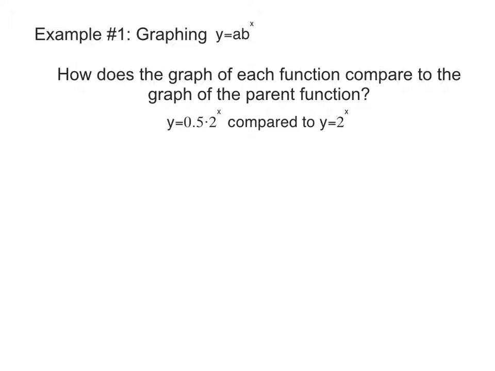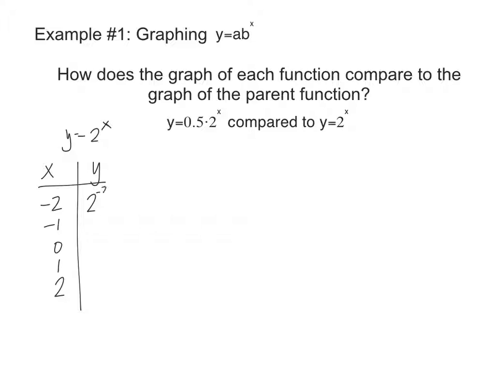of the parent function? Okay, so the first one is asking us, how can we compare 0.5 times 2 to the x to the parent, which is y equals 2 to the x. Alright, so first we need to know what y equals 2 to the x looks like, and then we will graph that same function or the next function on top of it. So if I have y equals 2 to the x, I'm going to create an xy table. And again, I'm using my same standard value, so -2, -1, 0, 1, 2.